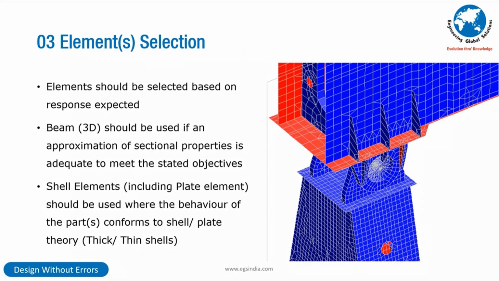Next comes the element selection. The element should be selected based on the response that needs to be understood. If we cannot understand the response that we are expecting out of the system, we don't know the design of our own system. Folks, finite element analysis, as I told you, is performed upfront or a posteriori when a failure occurs. I would rather not do it a posteriori. I would rather do it a priori.